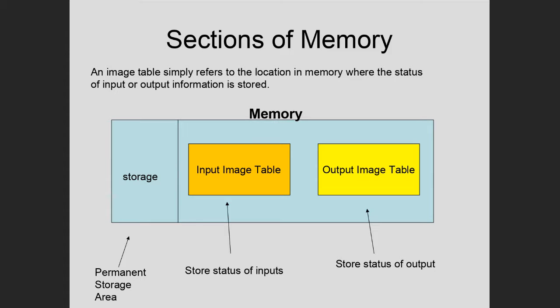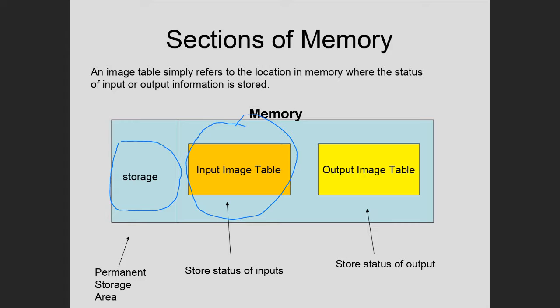So the storage is just whatever we're going to keep long term. I want to be able to turn my PLC off and turn it back on. It's in storage. It's in that part of the memory. And then there's the input image table. And remember, I mentioned to you that in textbooks they call it the input image table, but when you buy a PLC, no matter whose PLC you buy, they're going to call it a data table.